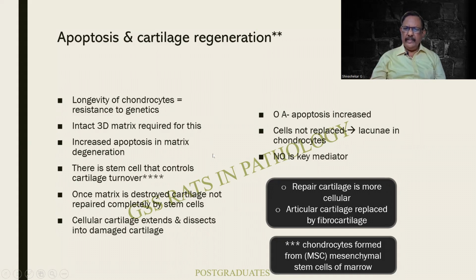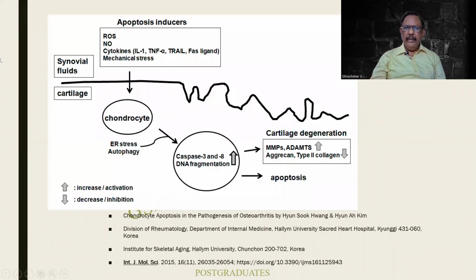So these are the things. In osteoarthritis, apoptosis is increased. This alone we will be remembering, and this is a good chart for us to remember. If you find it difficult, go to this line diagram. This is the synovial fluid. This is the cartilage lower down. This is the synovial membrane.